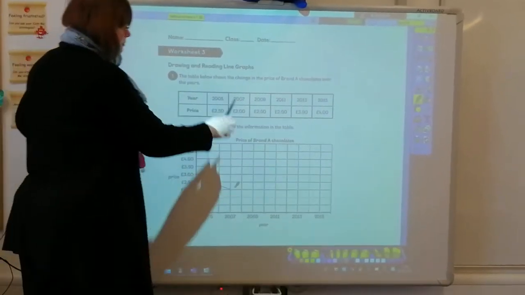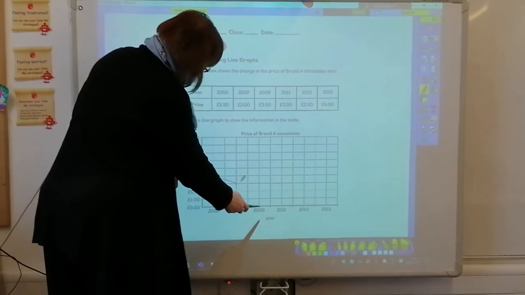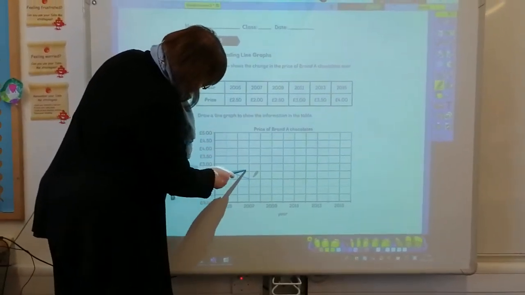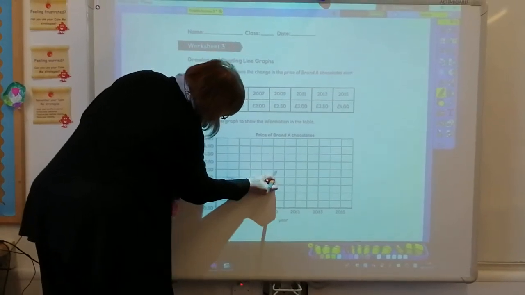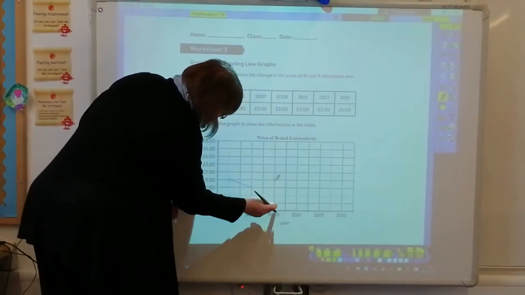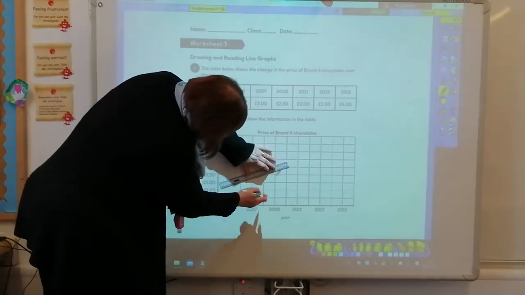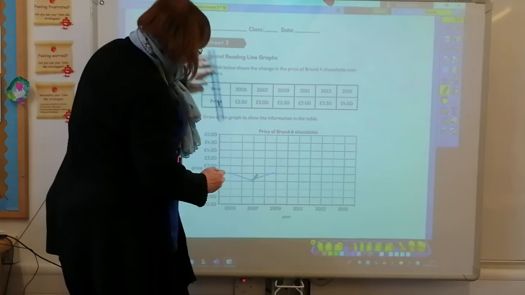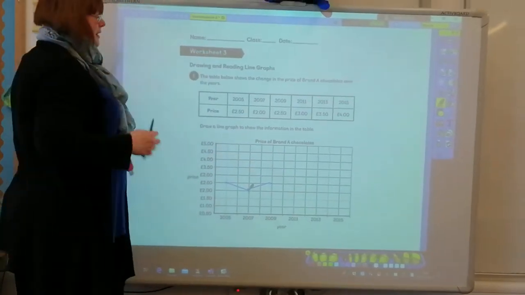Then I would look at the next one, which is 2009, and find £2.50. So £2.50 I know is here, because we've done it already. Put it in the middle of the year and join it up with my ruler, like so. Hopefully yours will be a lot neater than that.